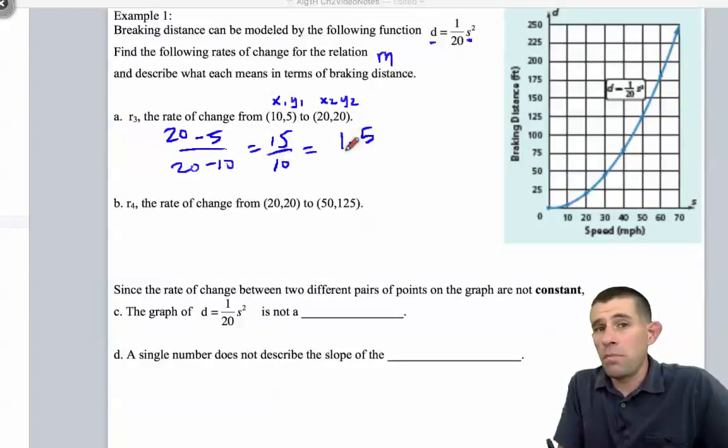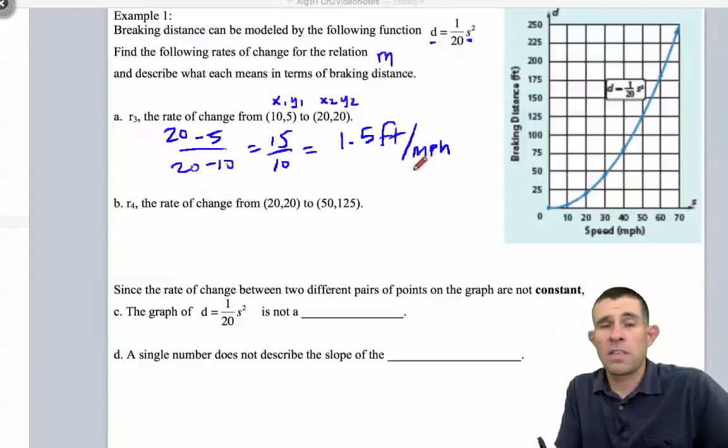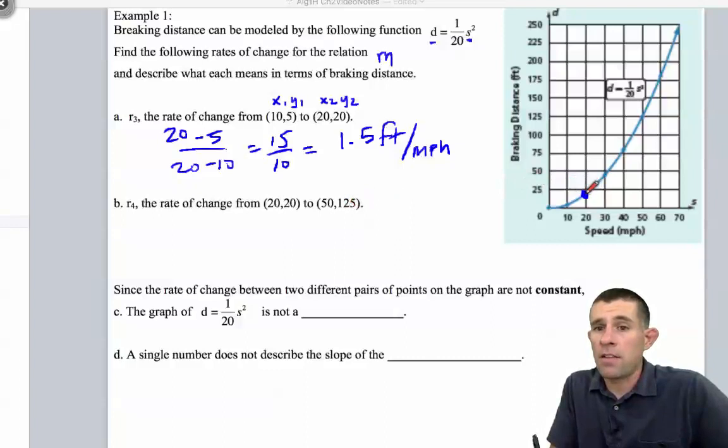And that represents 1.5, and that is going to be feet per mile per hour. In other words, for every increase of one mile per hour, it's going to take you 1.5 feet to stop. All right, now let's calculate the rate of change between (20, 20) and (50, 125). On the graph, that's this point here and that point there. So we're now finding the rate of change, or the slope, between those 2 points, whereas before we found the slope between (10, 5) and (20, 20).